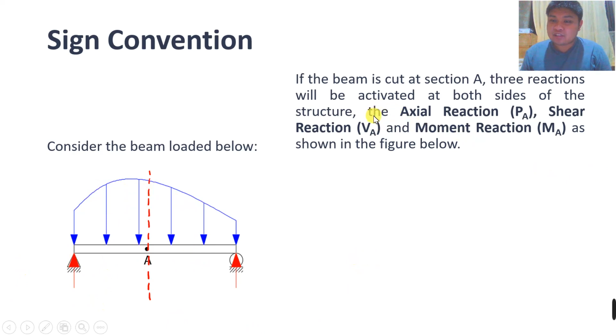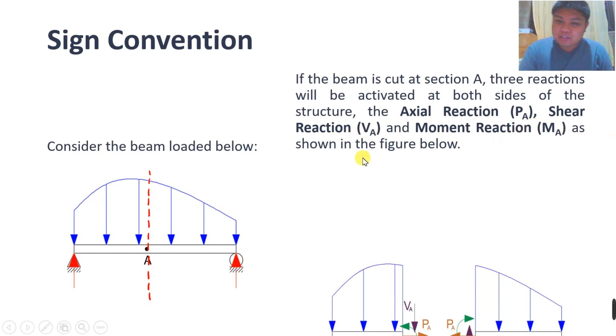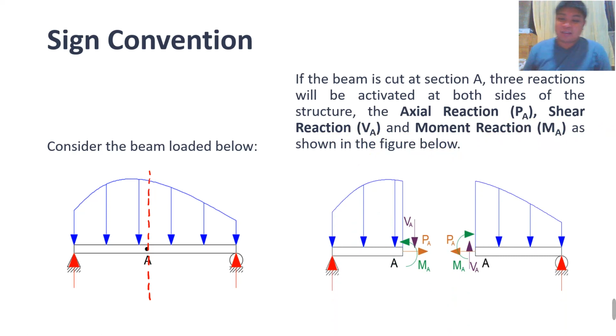So, what are those reactions? By the way, the axial reaction or PA, the shear reaction or VA, and the moment reaction or MA. So, it is shown in the figure below. So, ito na class, no? Ito yung left section, tapos ito yung right section. So, kung mapapansin nyo, syempre, by Newton's third law of motion, kung ano yung direction ng isang reaction, dapat yung mirror niya ang nasa kabilang reaction.